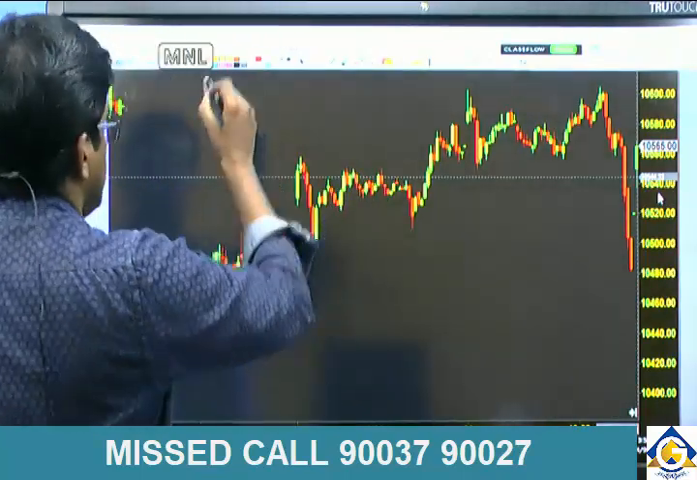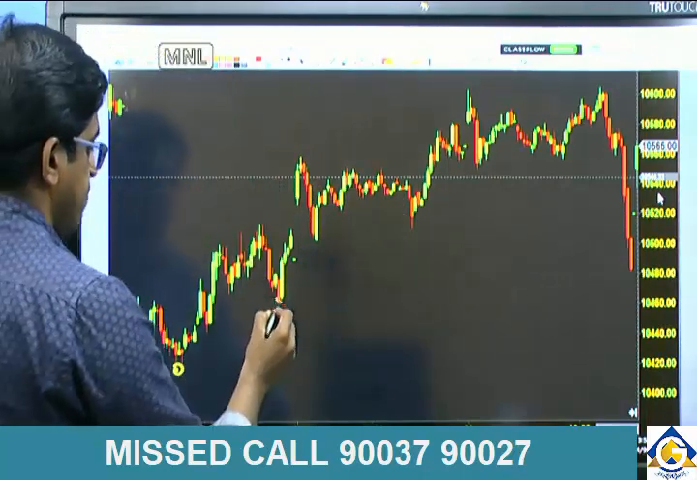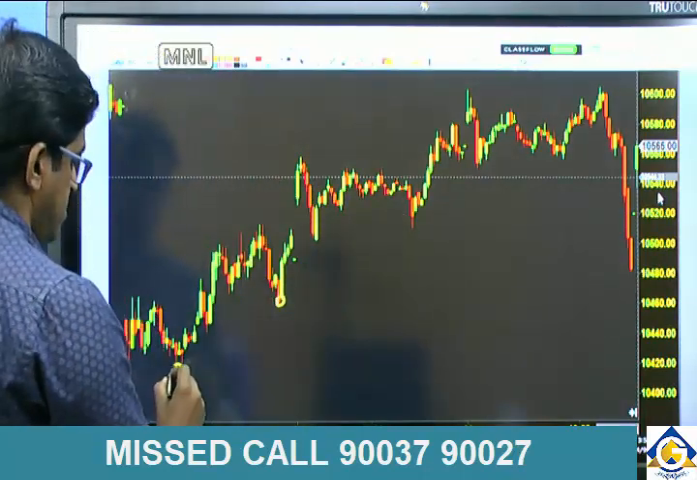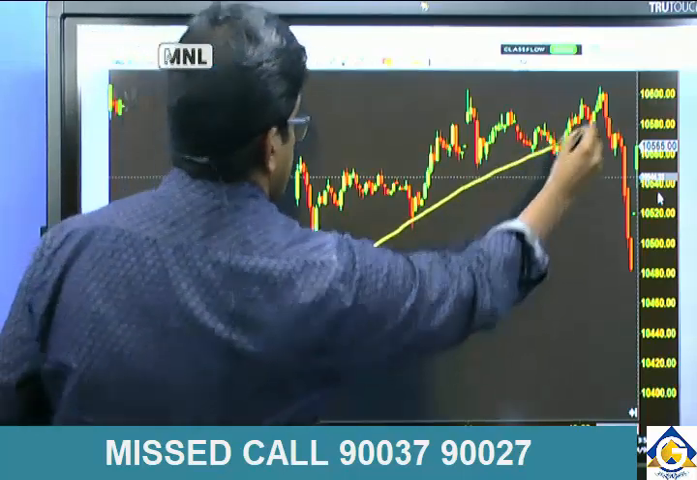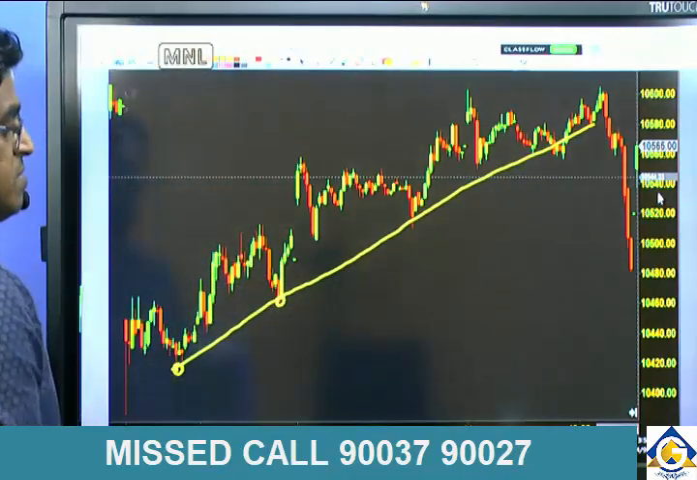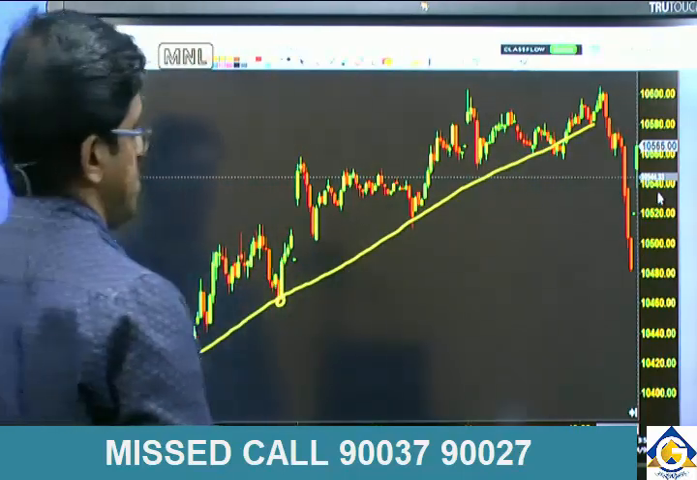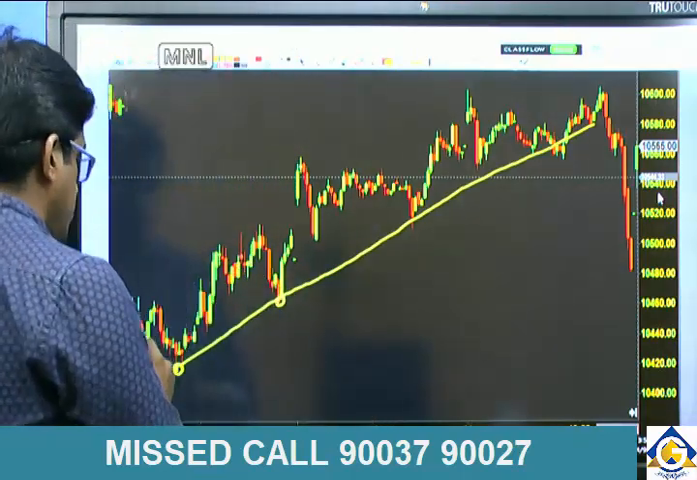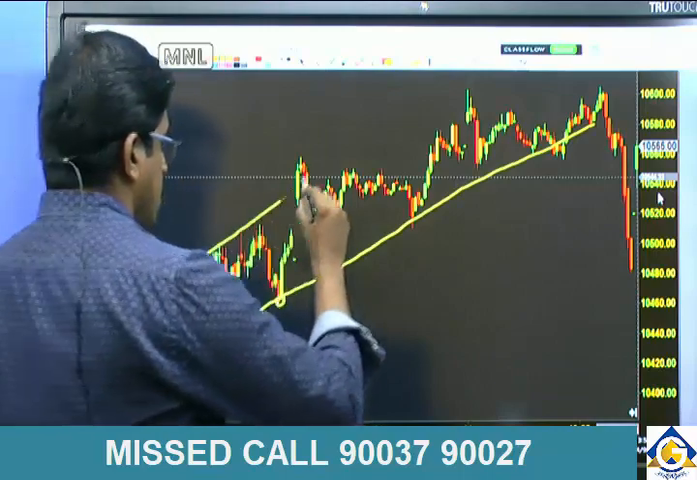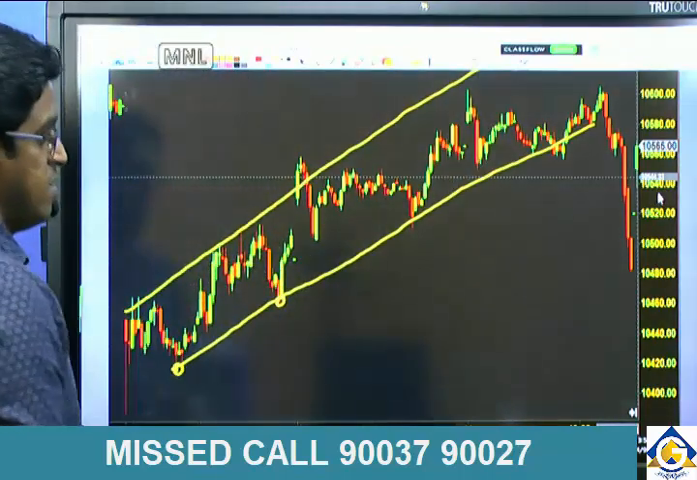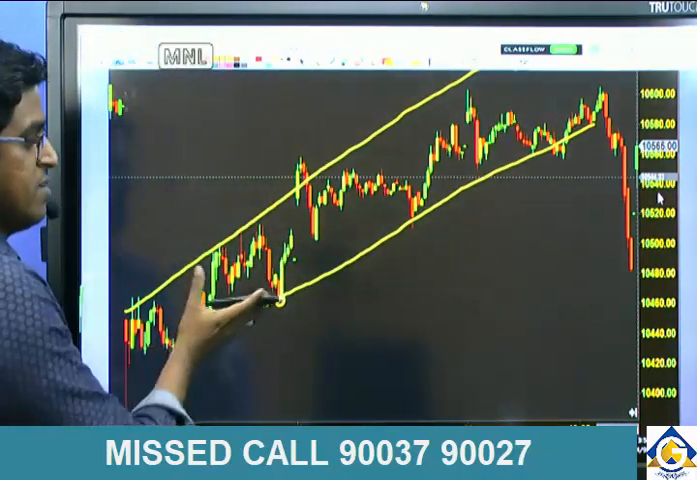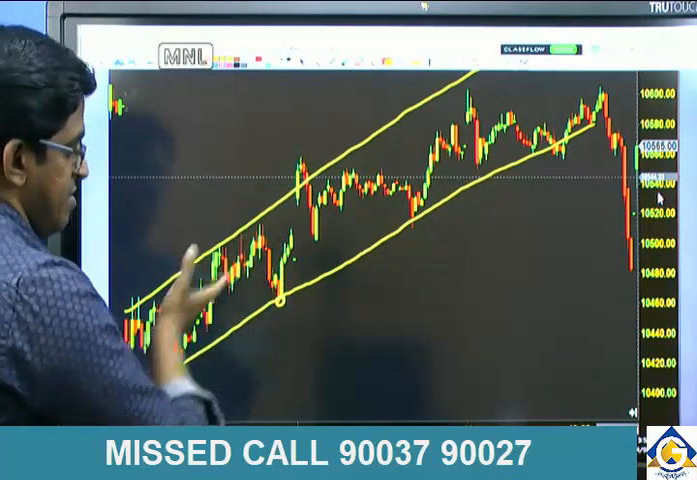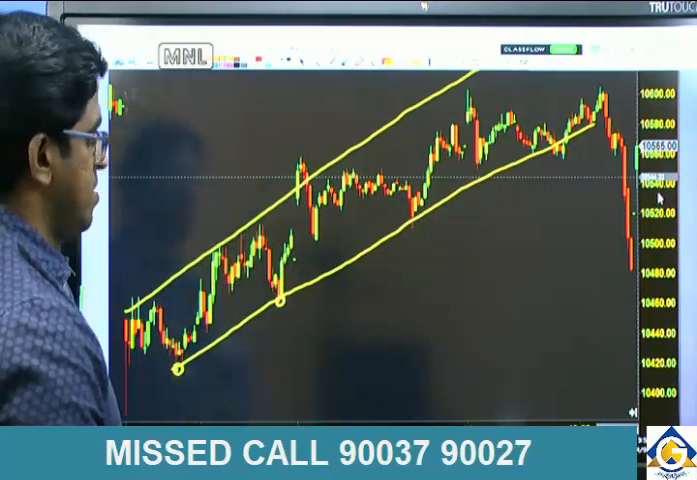So what you need to do is fix two points, that's all. After fixing two points, try to draw a line. That's all. You will get an uptrend line. Quite simple. And also, you see, it's following. If you draw a line properly, you will identify a channel within this line.